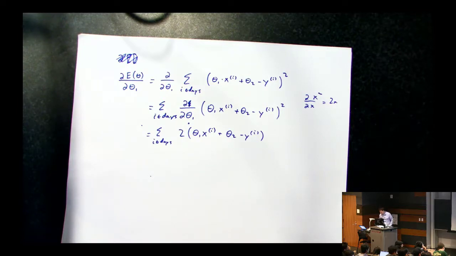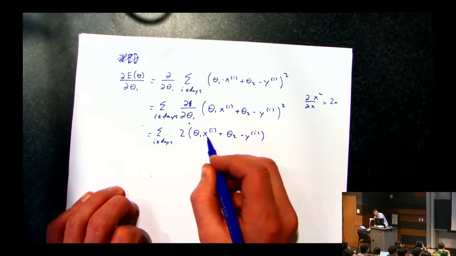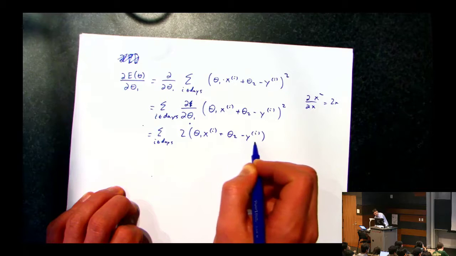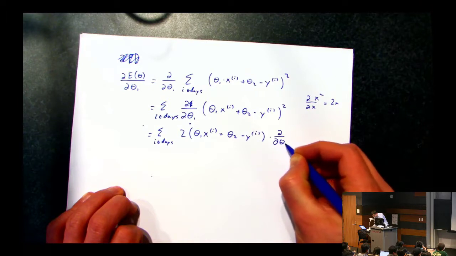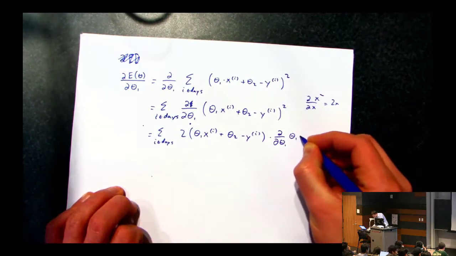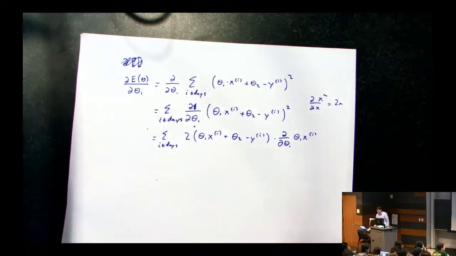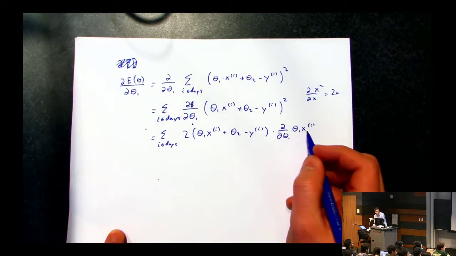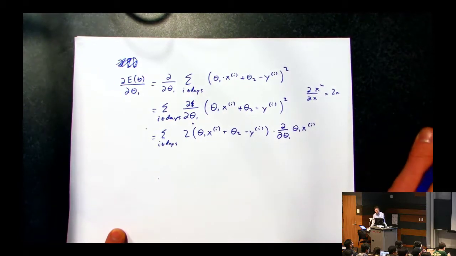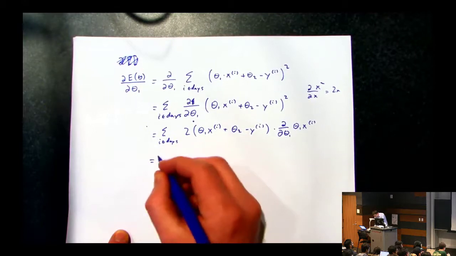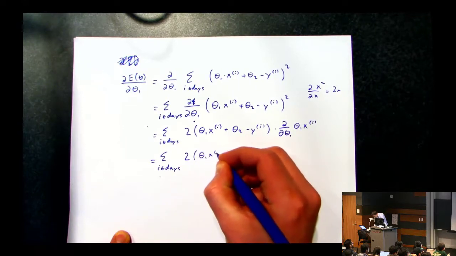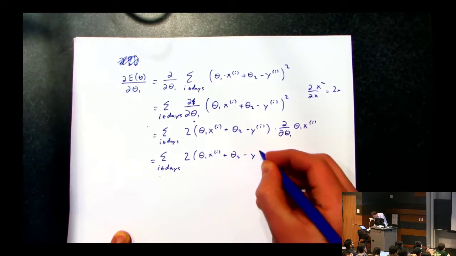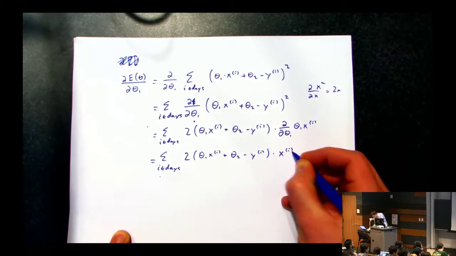Okay? Now of the inner terms, only this one depends on theta 1, right? So the derivative of that with respect to theta 1 will be 0. So this will be times the partial derivative with respect to theta 1 of just this first term, theta 1 x_i. And this is just the standard thing. The derivative of c times x with respect to x is just c. So this is equal to the sum over all days, 2 times theta 1 x_i plus theta 2 minus y_i, times x_i.